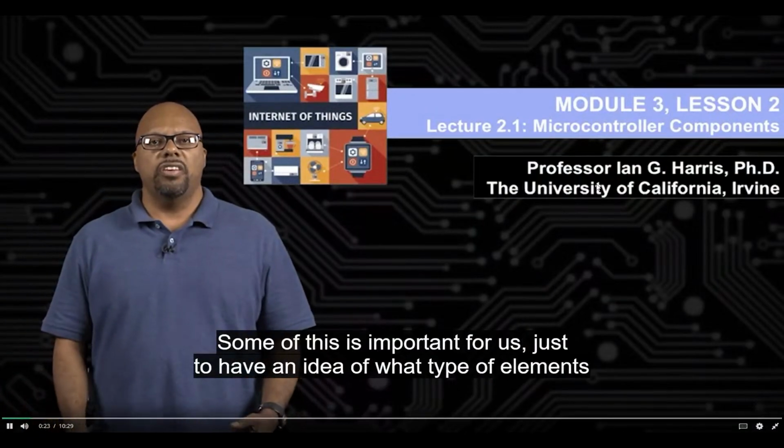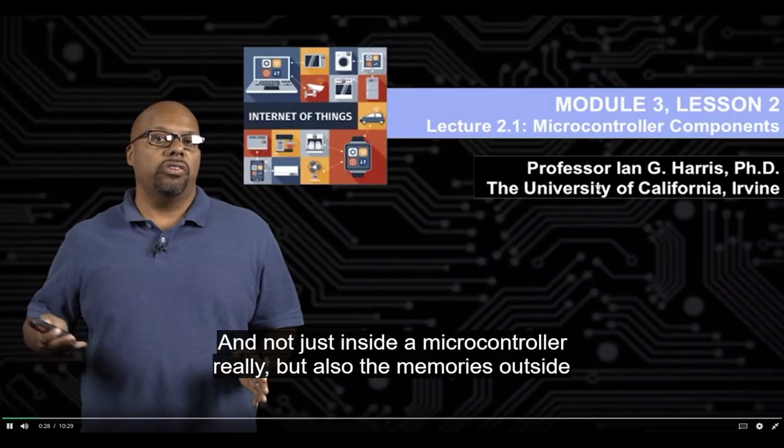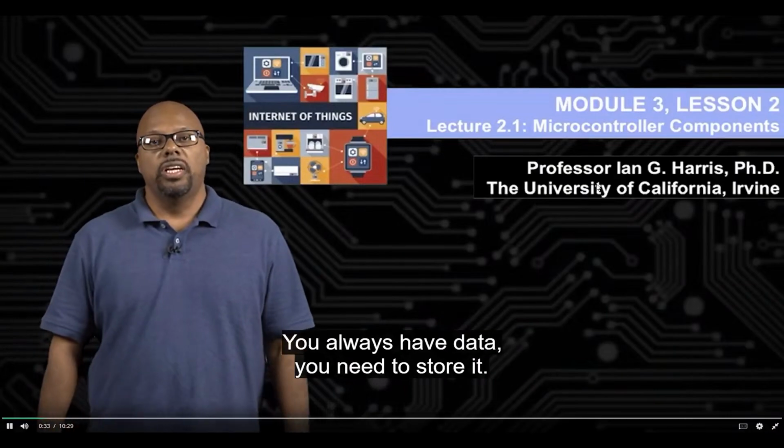Some of this is important for us just to have an idea of what type of elements there are inside a microcontroller. And not just inside a microcontroller, really, but also the memories outside the microcontroller, because these are important parts of the system. Right? You always have data, you need to store it. So we need to know a little bit about that.